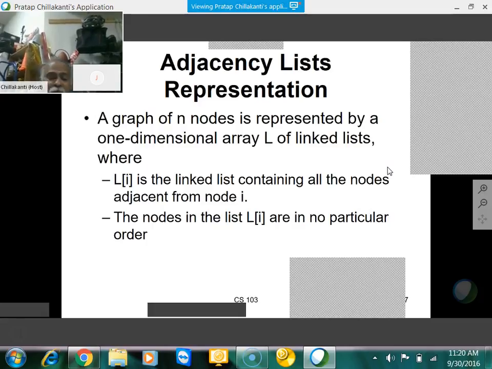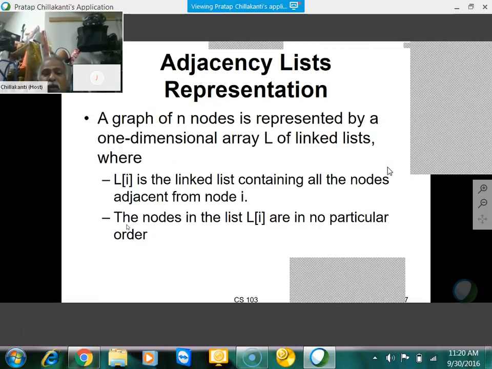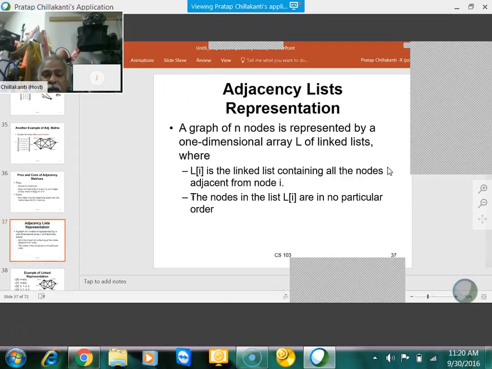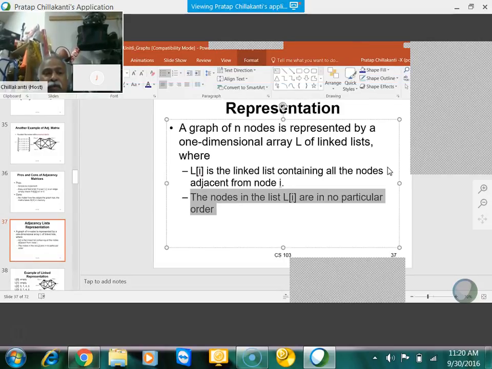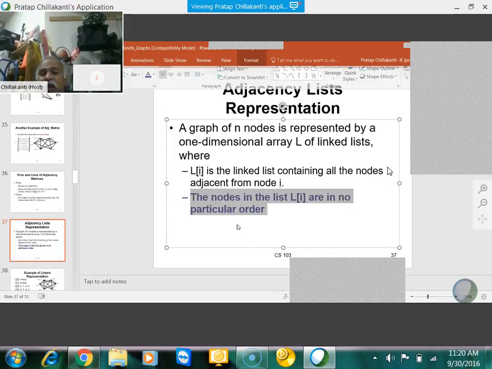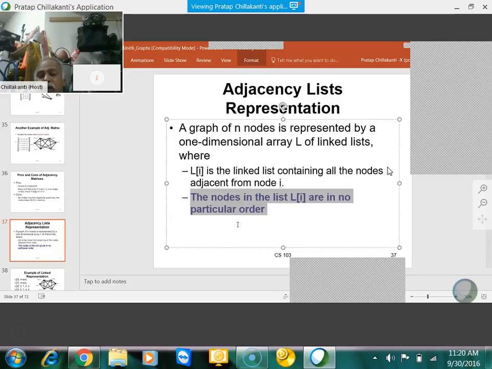The second point which is important to note, I don't think I emphasized that last time, is this one here. The nodes in the list Li are in no particular order. You just capture them in the linked list. So how does it look?